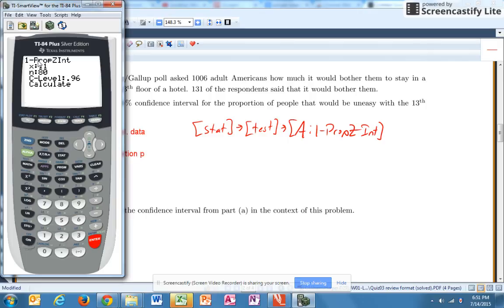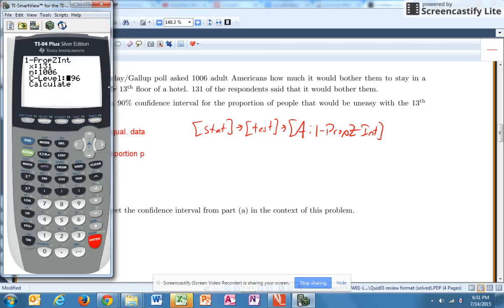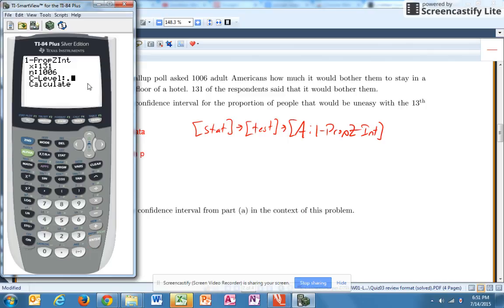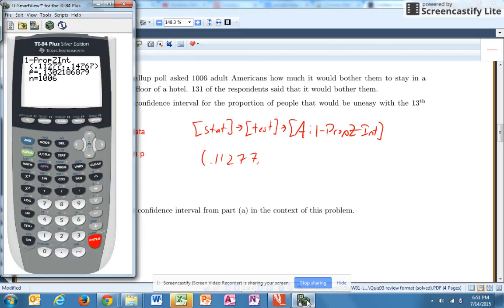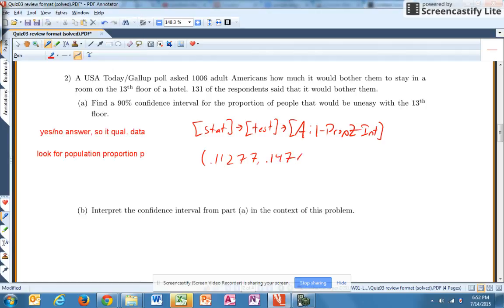X is the number of people that said yes or have the characteristic in our survey, and there's 131 of them. N is the sample size. How many people did we ask the question to? 1,006. And we were looking at a 90% confidence interval, so our C level is 0.9. Then we hit calculate, and we get this interval, 0.11277 to 0.14767. Okay, so that's our confidence interval.